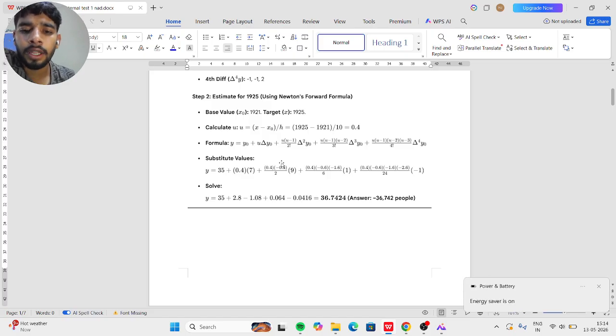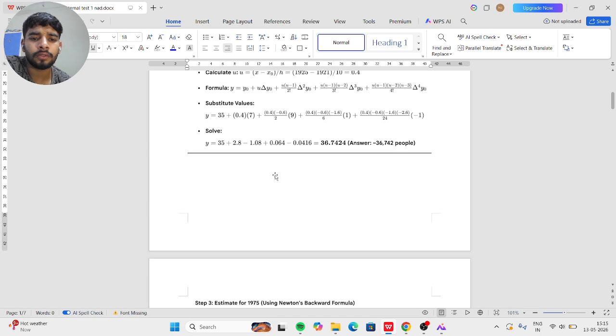Now Newton's forward formula says y equals y0 plus u del y0, plus u into u minus 1 by factorial 2 times the second difference, plus u into u minus 1 into u minus 2 by factorial 3 times the third difference, plus u into u minus 1 into u minus 2 into u minus 3 by factorial 4 times the fourth difference. Now we substitute the values. y0 equals 35, u equals 0.4, del y0 equals 7. Similarly, we put the values in the third and fourth terms.